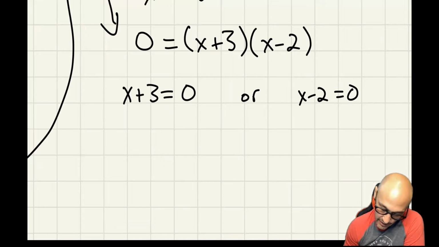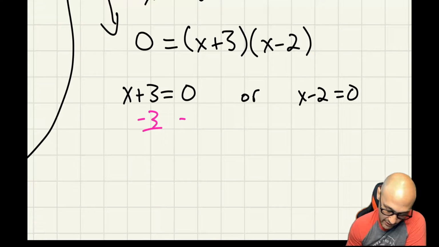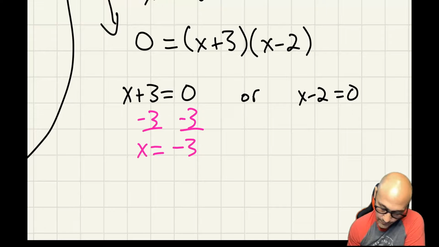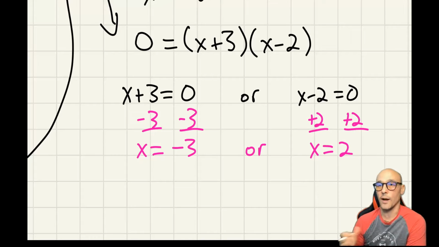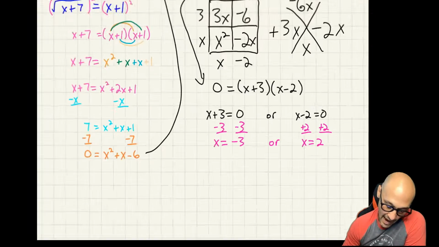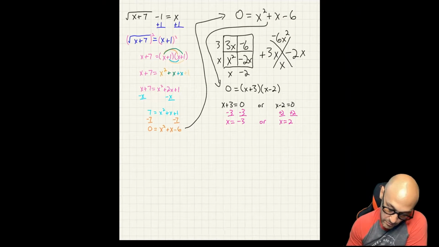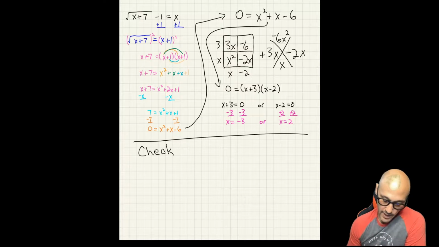Now, if the first thing is 0 in this case, then we can subtract 3 from both sides and see that x must equal negative 3. If the second thing is 0, then we can add 2 to both sides, undoing that operation there, and get x equals 2. So either x equals negative 3 or x equals 2. So we have a solution, but we need to check our solution. And so we need to check both of those.